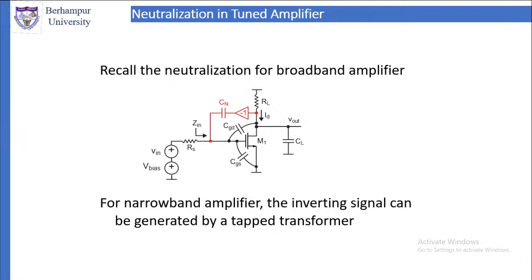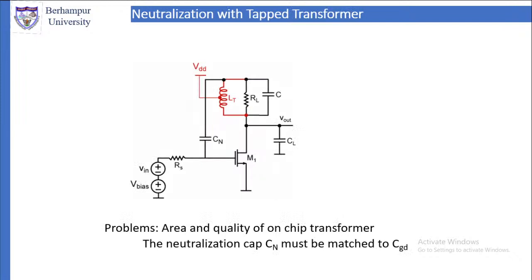For a narrowband amplifier or tuned amplifier, the inverting signal can be generated by a tapped transformer, or by the circuit that we have used here. So just use a tapped transformer and generate the inverting signal. So either use a tapped transformer or use this circuit. We are using this circuit here, which is equivalent to using a tapped transformer.